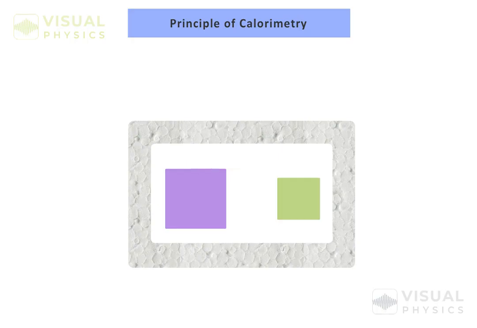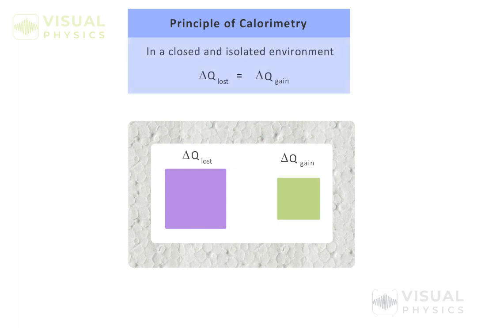The principle of calorimetry states that in a closed and insulated environment, if heat is exchanged between two objects, then the heat gained by a colder object should be equal to the heat lost by the hotter object. Since heat is the form of energy that is transferred from a hotter body to a colder body, this in a way arises from conservation of energy.